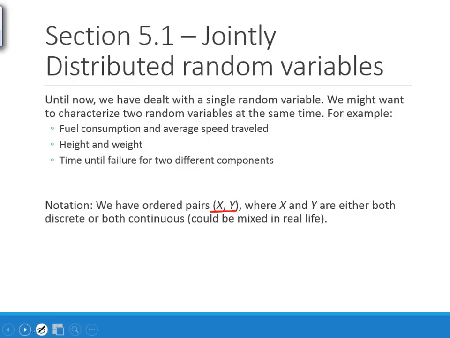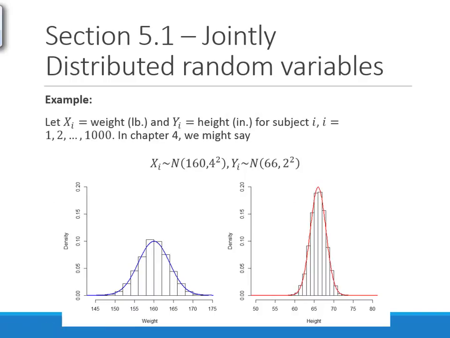So wanted to give you some pictures here to think about, before we jump into the first part of the notes. So let's say we're talking about height and weight here, and say I have maybe 1,000 subjects. So I've taken 1,000 Ohio State students and I've asked them their height and their weight, and these are probably very unrealistic numbers. But I could say that, if we were talking back in chapter 4, the distribution of weights is going to be a normal distribution with mean 160 and variance 4 squared. The distribution of heights maybe is also normally distributed with a certain mean and variance as well.